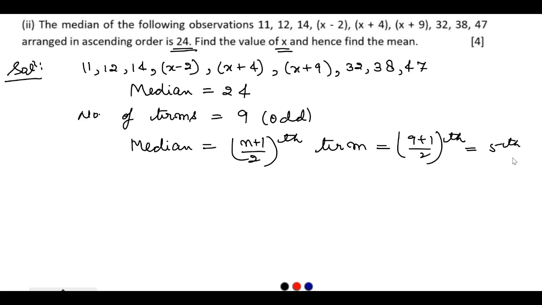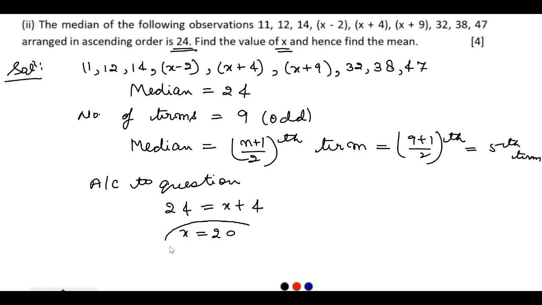fifth term, and fifth term is 1, 2, 3, 4, 5, x plus 4. And according to question, median is 24. It means x plus 4 is equal to 24. Then x is equal to 20. First answer. And hence find the mean.